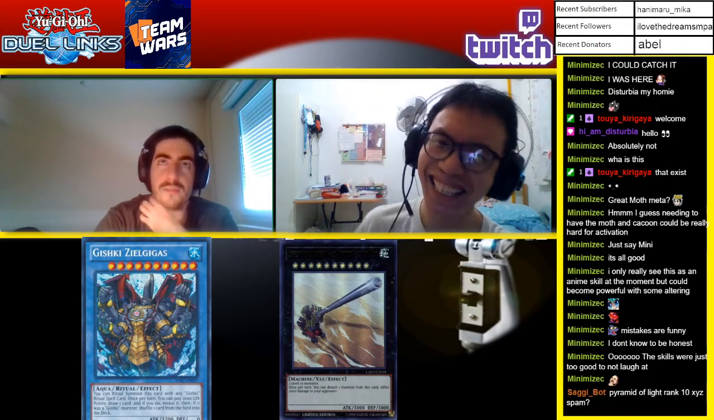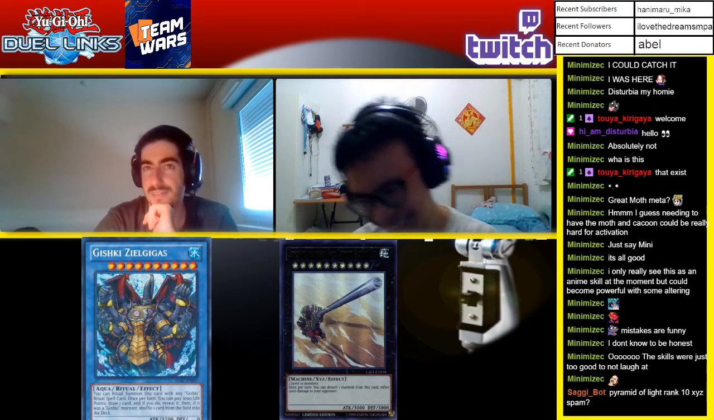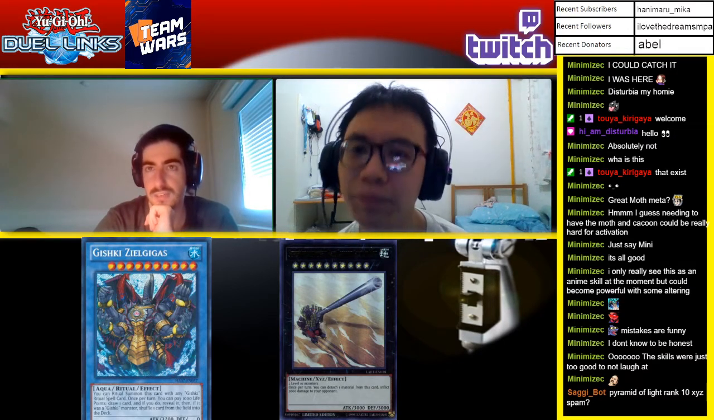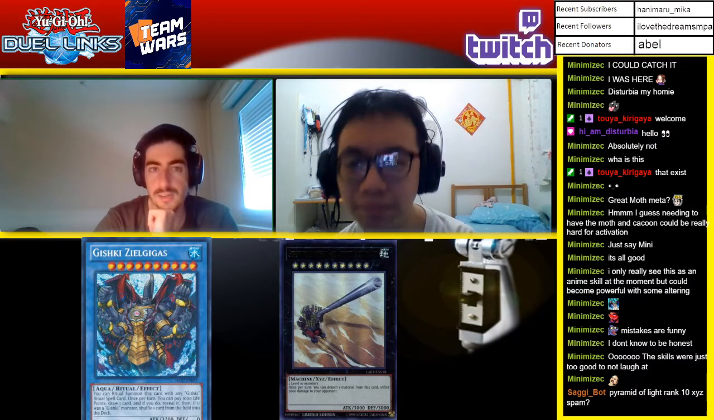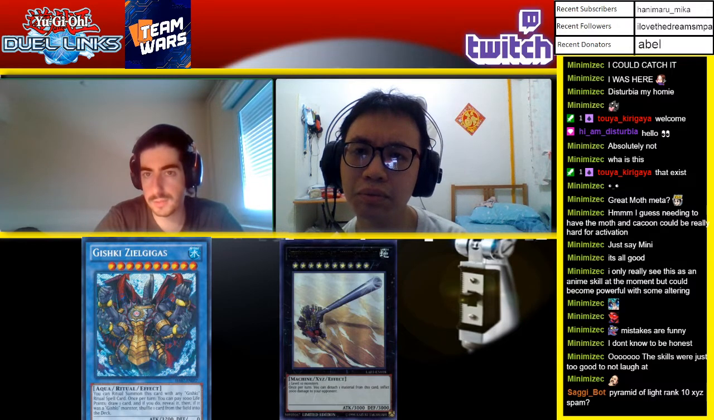For effect monsters, I don't think I have a lot of level 10s in mind, because Tragedy is definitely a good one. It's a level 10 hand trap that you can special summon in an easy way. But I don't think there are many relevant level 10 cards.